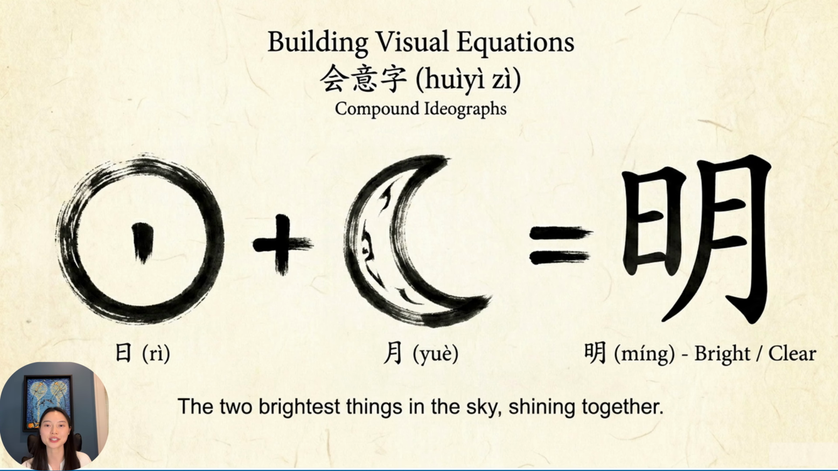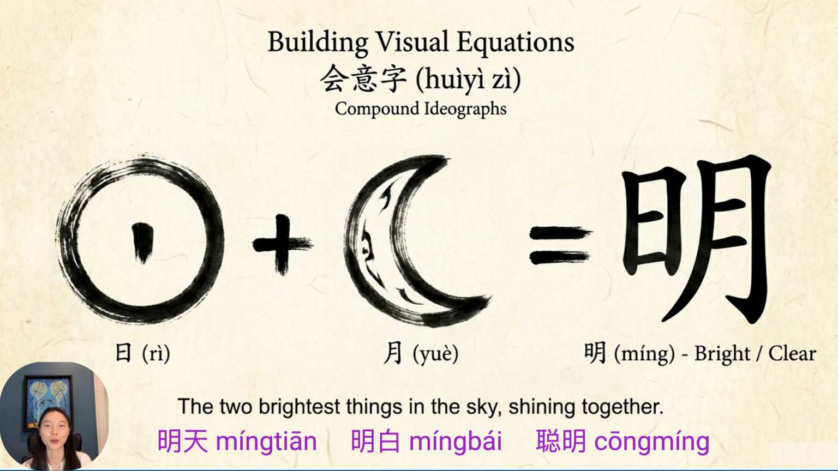When both the sun and the moon shine together, that is ultimate brightness, 明, bright, clear. Also tomorrow, 明天, literally means bright day, the next day when the sun rises again. 明白, to understand, to see clearly. 聪明, intelligent.